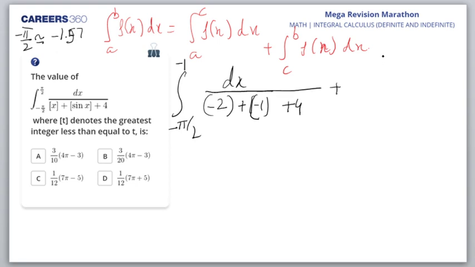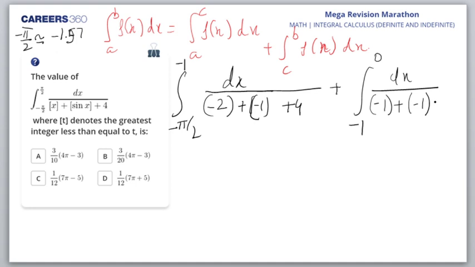Plus, yes, this is the last question. Then I go on from minus 1 to 0, dx. From minus 1 to 0, the greatest integer of x would be minus 1 itself. And between minus 1 and 0, 1 is less than pi by 2, isn't that right? So between minus pi by 2 and 0, it would be in the fourth quadrant. In the fourth quadrant, the greatest integer of sin x would be minus 1.